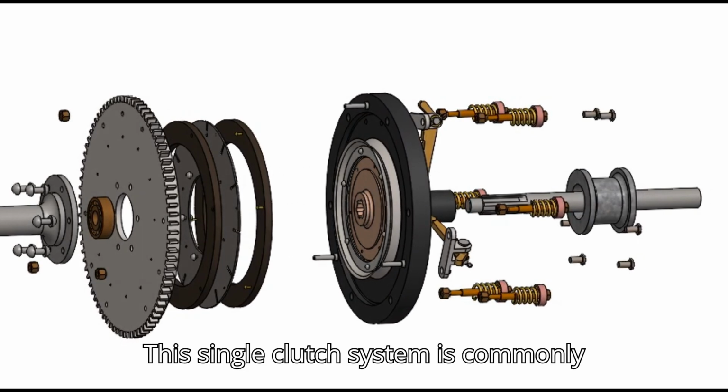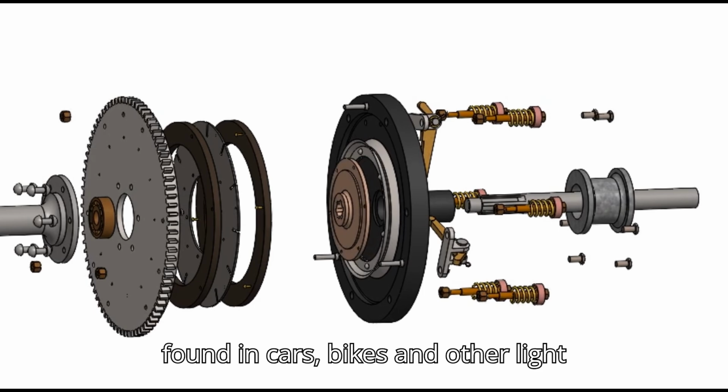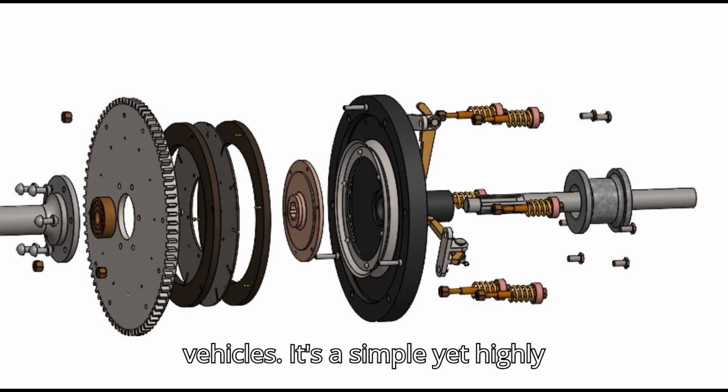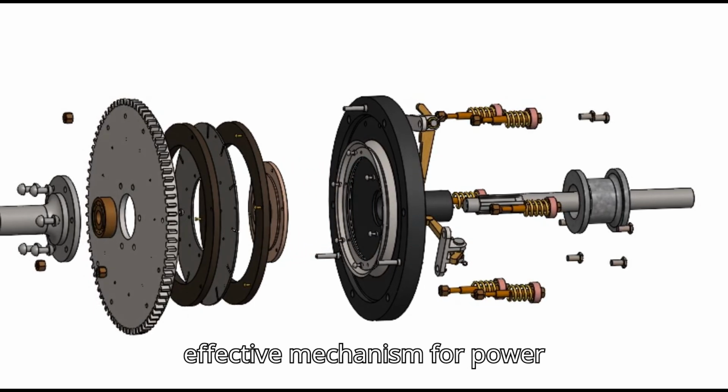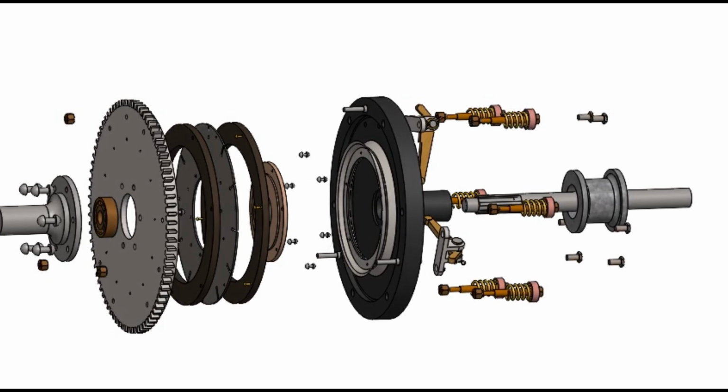This single clutch system is commonly found in cars, bikes, and other light vehicles. It's a simple yet highly effective mechanism for power transmission and gear control.